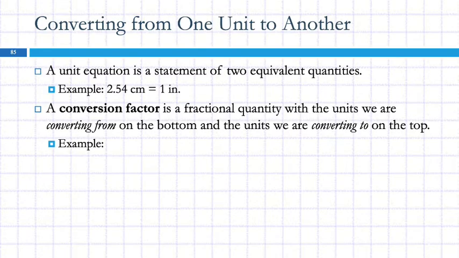So what we often call a unit equation, you might call it a conversion factor, the things you look up on a table, is just a statement of two equivalent quantities. An example is 2.54 centimeters is equal to 1 inch. What that's saying is this length, we can call it 1 inch, or we can call it 2.54 centimeters. It's the same thing no matter what we call it, right?